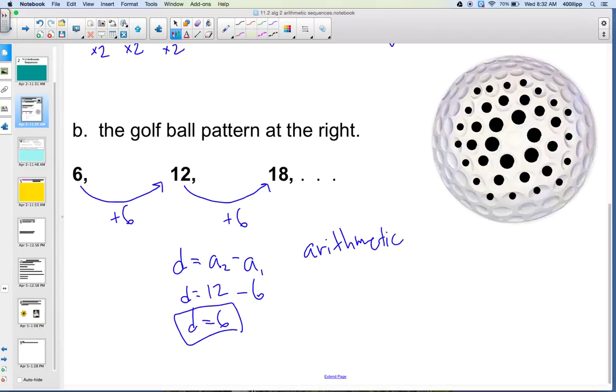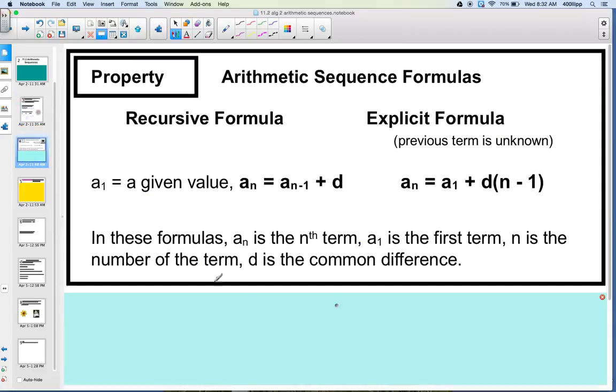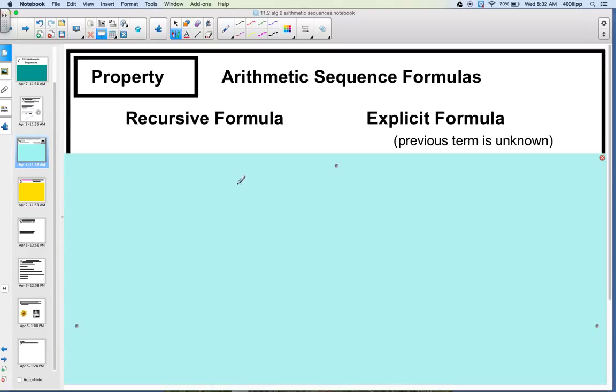Alright, so moving on, we're now going to look at how we can write equations. We talked about the difference between a recursive formula and an explicit formula. For the recursive formula, we need to know the previous term. For the explicit formula, we do not need to know the previous term.